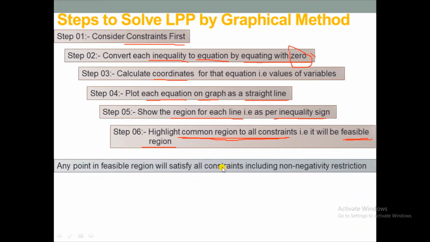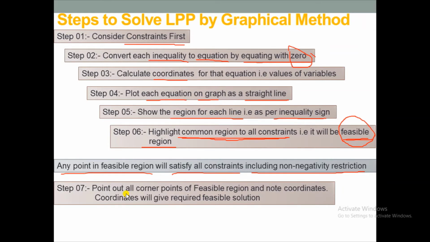Because the feasible region is common for all the constraints, whatever points we consider in that feasible region are going to satisfy all the constraints. So any point in the feasible region is going to satisfy all the constraints, including non-negativity restrictions. That particular point within a feasible region will satisfy all the constraints at a time.